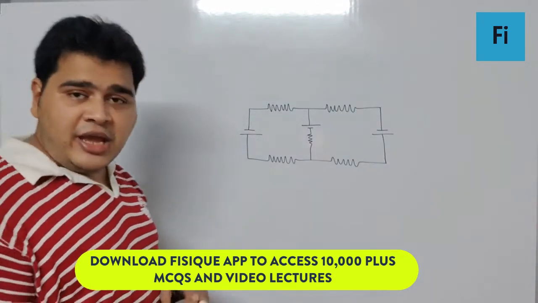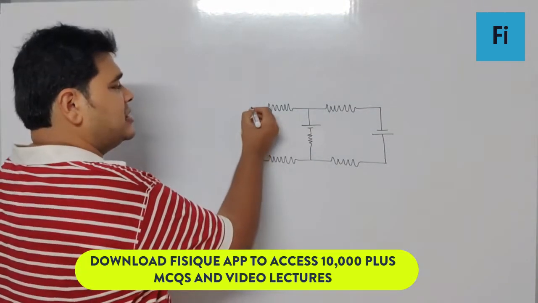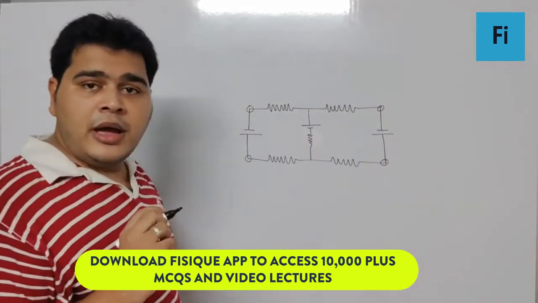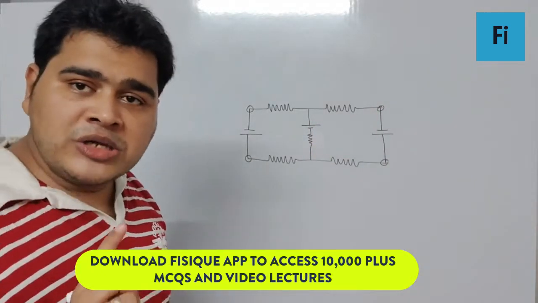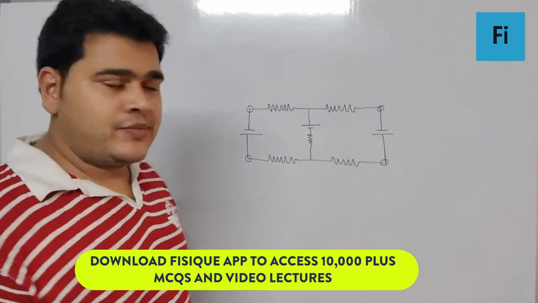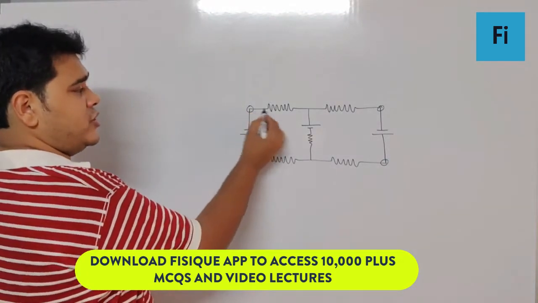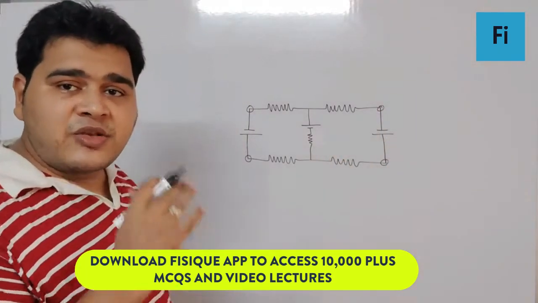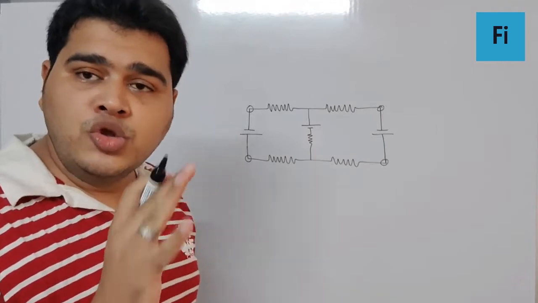So here if you check, I cannot call these four points nodes, because there are only two wires or two components coming in contact. As you can see, 1 and 2, 1 and 2, 1 and 2, 1 and 2. That means these four are definitely not the nodes.